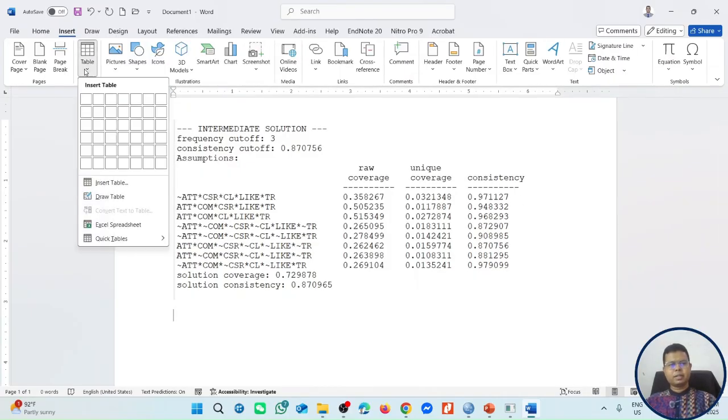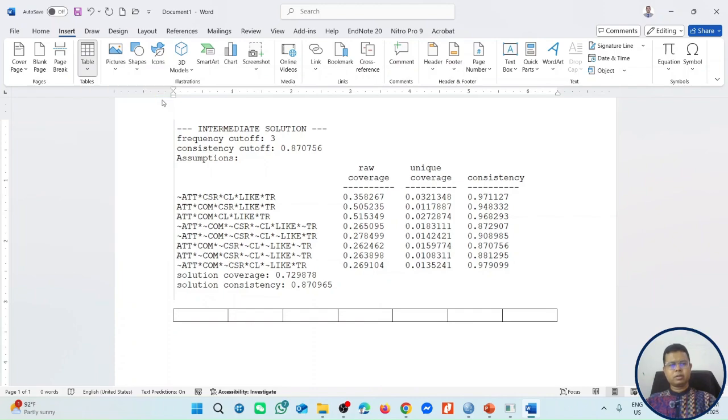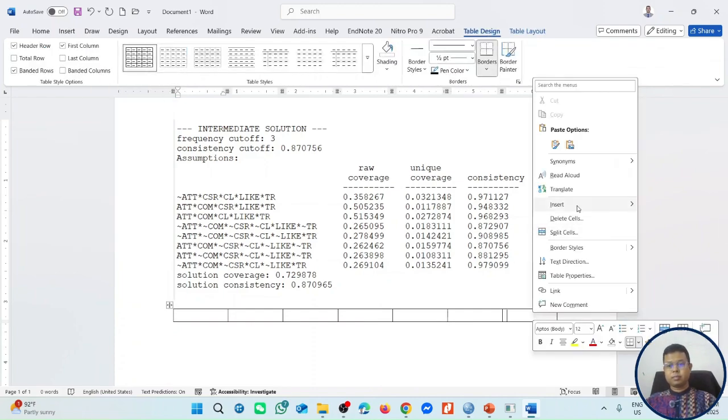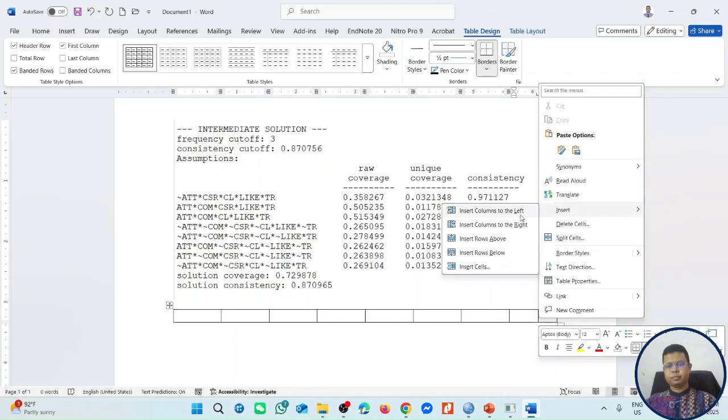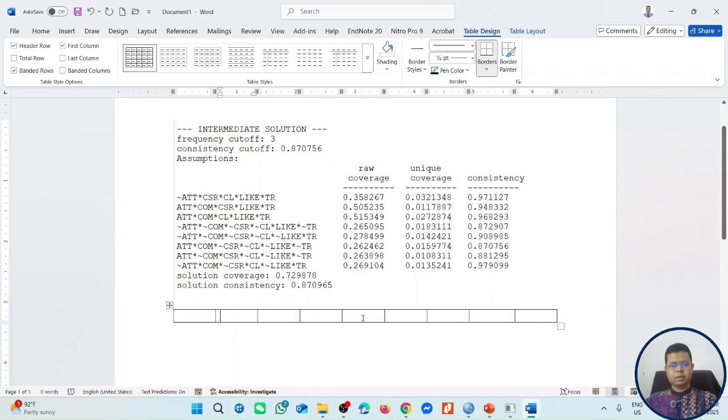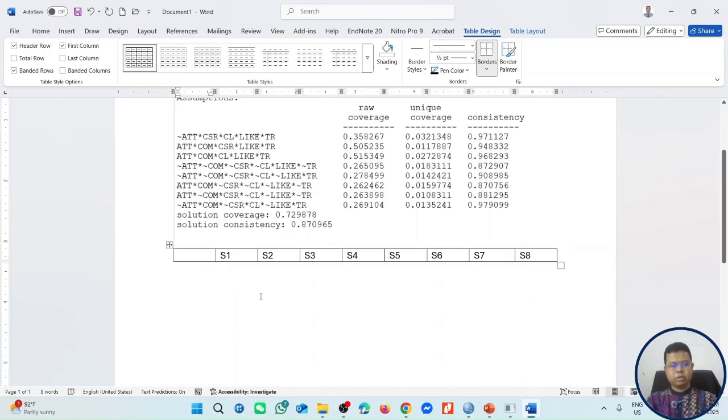I have 8 solutions, 7, 8 solutions. I need another one. So here, say for example, solution 1, solution 2, solution 3, and here we can write the factors.